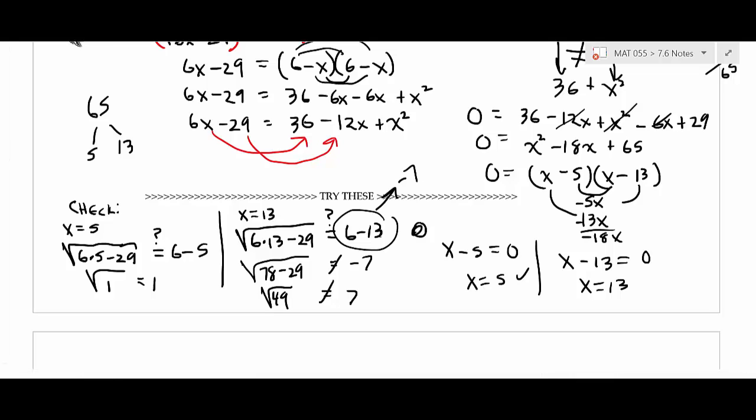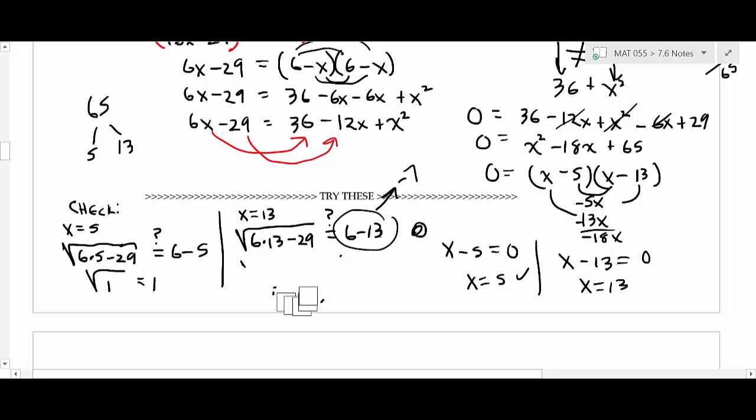One thing I was going to show you on this too is, as a student, if you want to save a little bit of time, you could actually do this. I know this is a square root of something, but that's going to be negative 7. Can that happen? No. So you can stop there and say, okay, forget that one. So the only answer to the problem is x equals 5. What we say is that 13 was an extraneous solution.